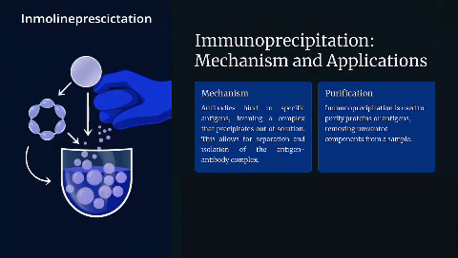Types of purification. Purification, in the context of biochemistry and molecular biology, refers to the process of isolating a specific substance, typically protein, nucleic acid, and other biomolecules, from a complex mixture. The types are protein purification, DNA and RNA purification.